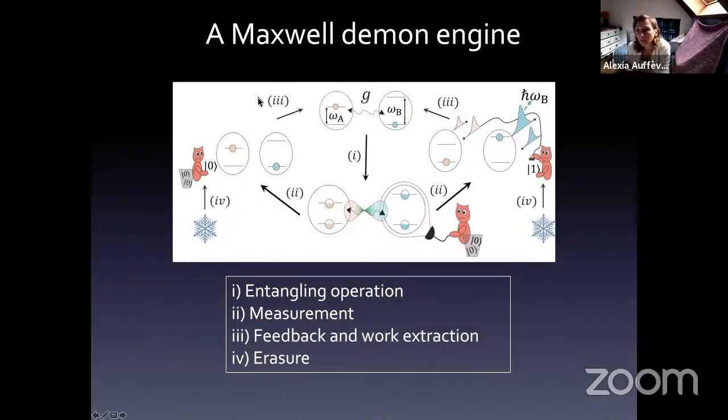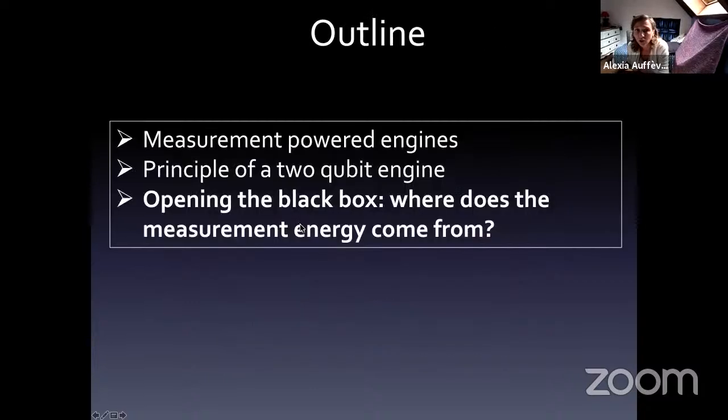So we could use it, and that's what we have proposed in the paper. We could use it to build the Maxwell demon engine just by playing with this entangling operation, the measurement, and using the information extracted by the measurement to feed back on one of the two qubits and extract the work. And finally, erasing the memory of the demon. I won't present this part because I want to keep time to open the black box and to analyze where the measurement energy comes from.